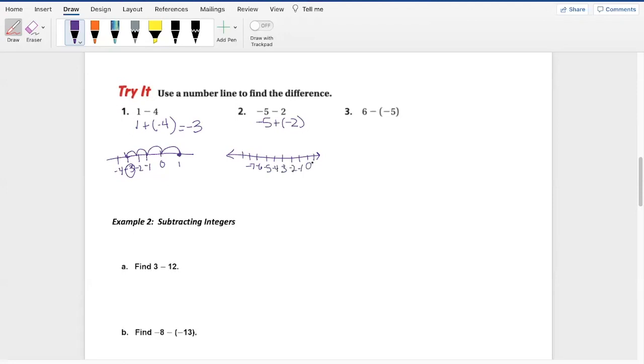And then this will be our 0. All right, so again, if I'm going to start at -5, I'm adding -2, so I have to go 2 to the left. I can see how I'll end up at -7.